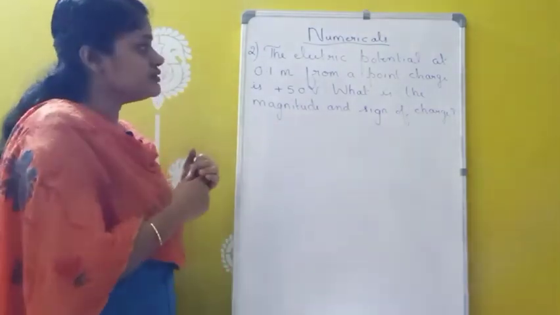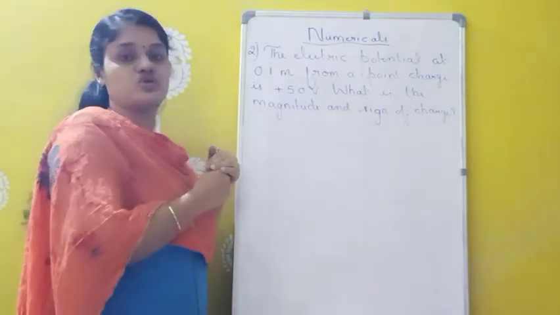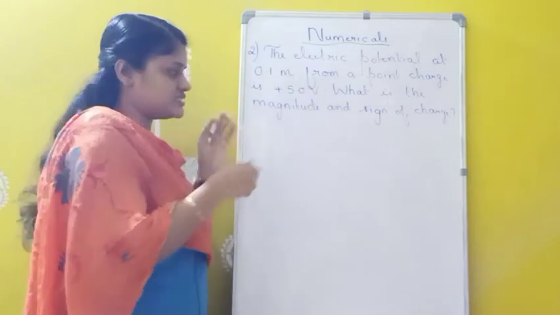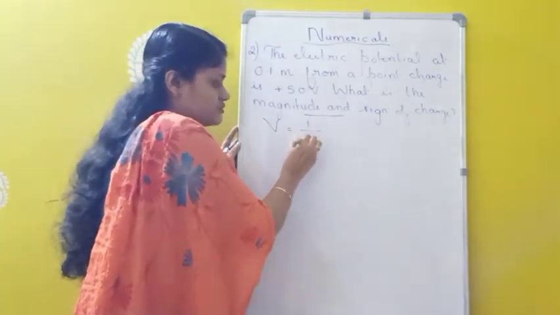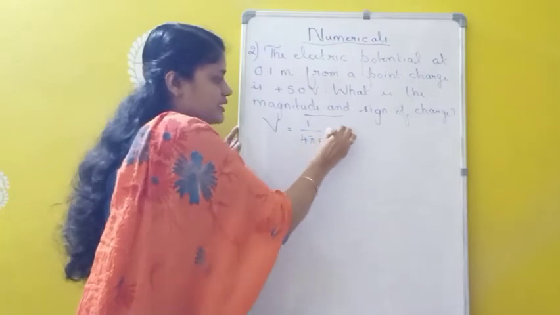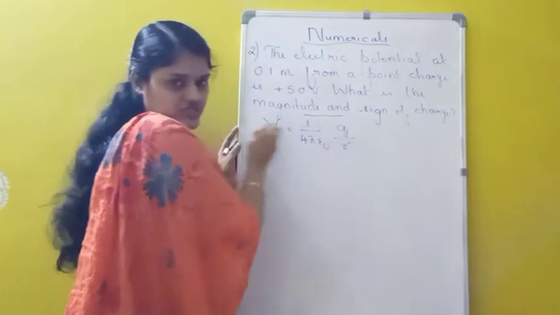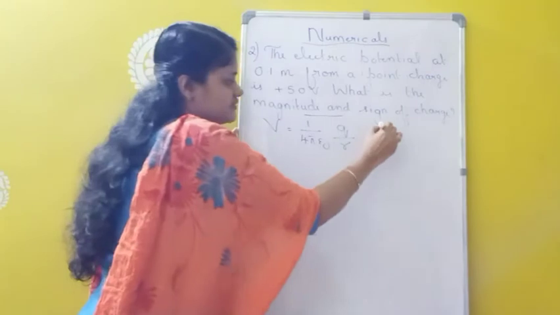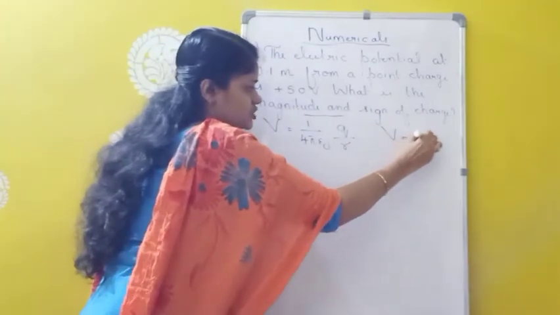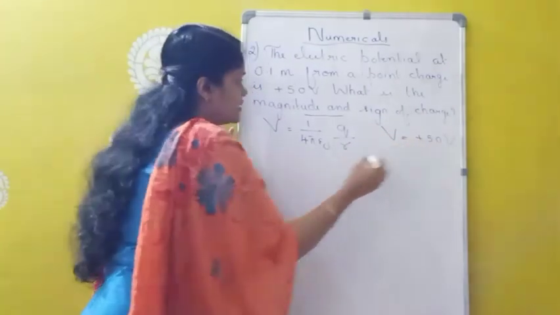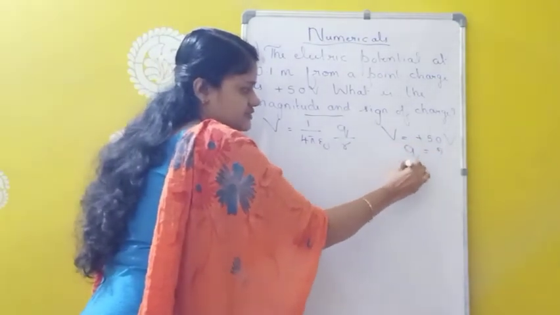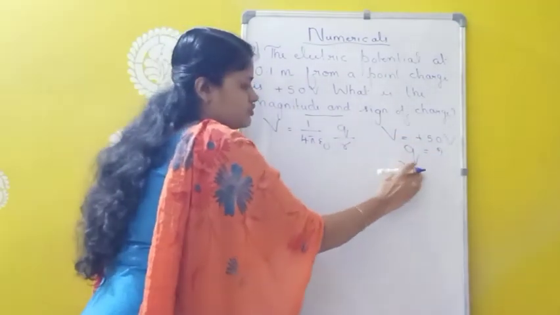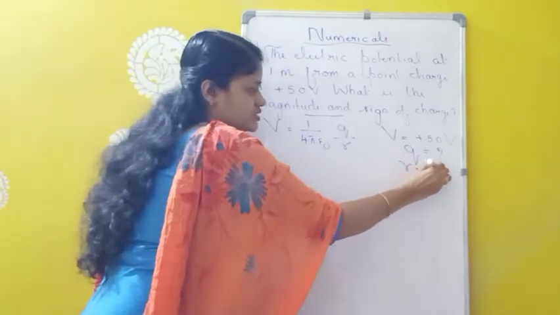Okay. So this is just a simple formula only. We know the formula for electric potential. So what is the formula for electric potential? V equals 1 by 4 pi epsilon 0 Q by R, charge by distance. Here potential is given as how much? Plus 50 volt. Then the charge we don't know, that we have to find out. And the distance is given as R equals how much? 0.1 meter.